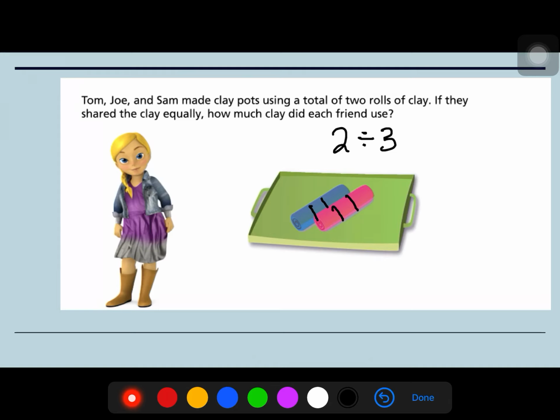How many total parts would the friends get? Well, they'd get 2, and each part is 1/3 of a roll. So 2 divided by 3 is the same as 2/3. We know the fraction bar right here really is a division sign.